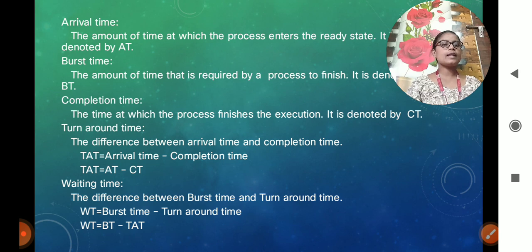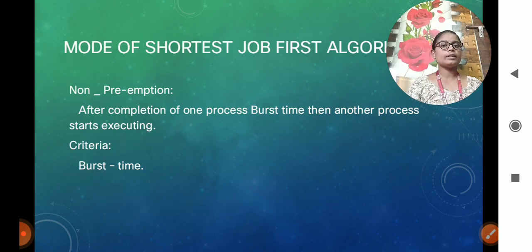This can be understood in detail by seeing an example. Let's see an example for that. The mode of the shortest job first algorithm is non-preemption. It means after completion of one process's burst time only, the other process comes into execution. This is known as non-preemption, and the criteria is burst time.